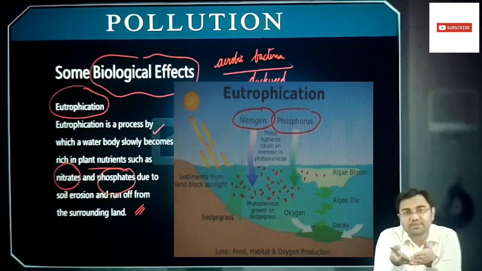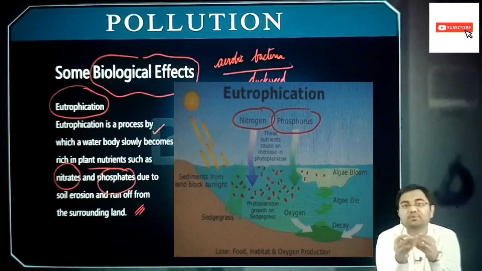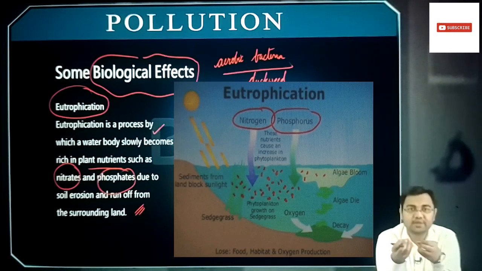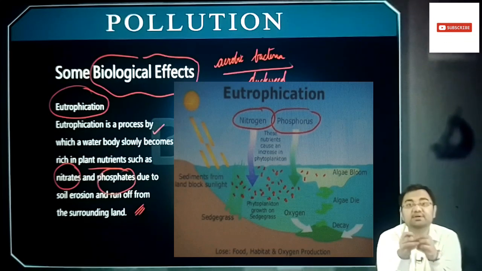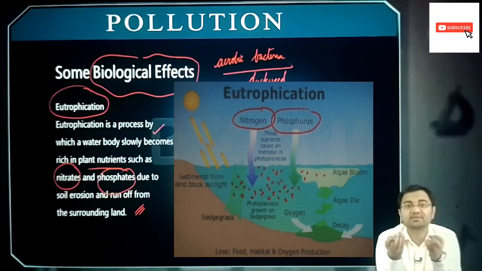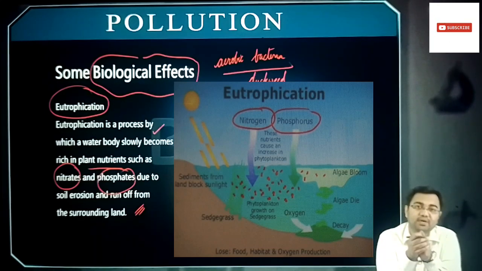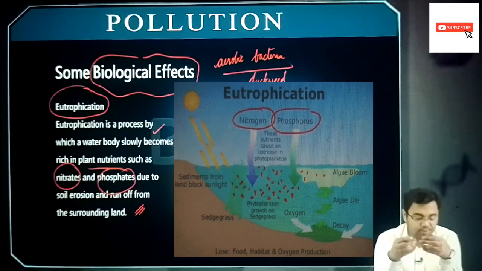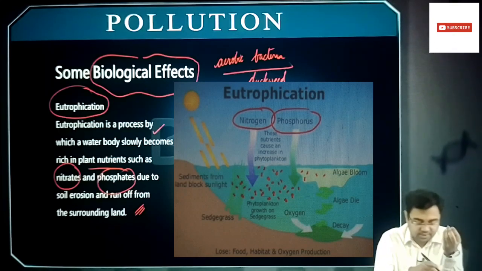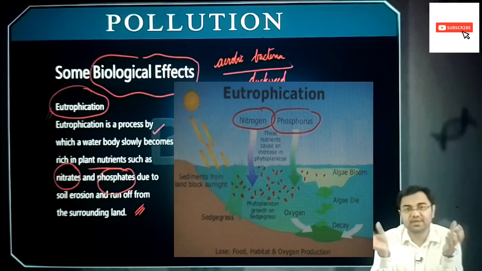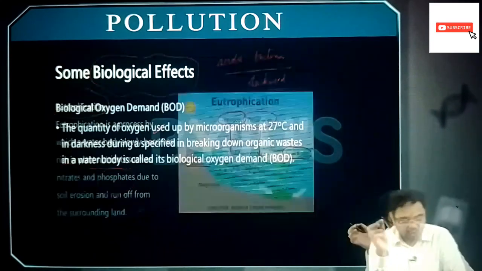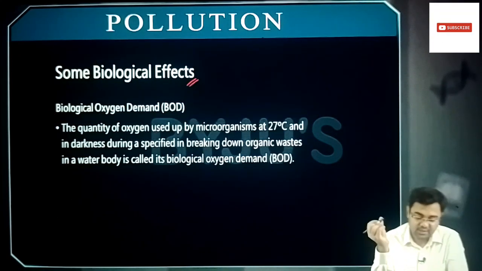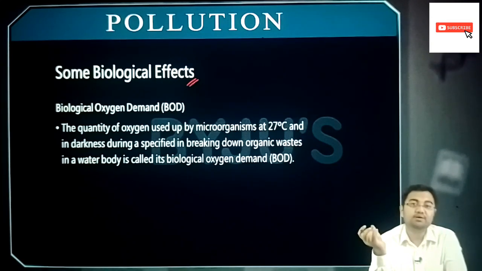Now as more plants grow, some of them also die, because of larger oxygen demand, and therefore the oxygen deficiency in the water body, that is deoxygenation of the water body, takes place. So such a water body is said to be eutrophied, and that's why the process is called eutrophication. Then the next biological effect that we need to discuss is biological oxygen demand.